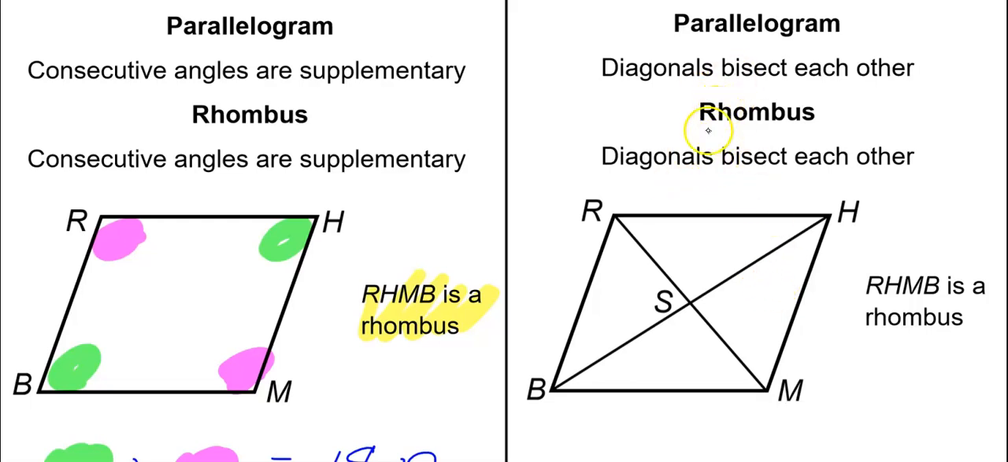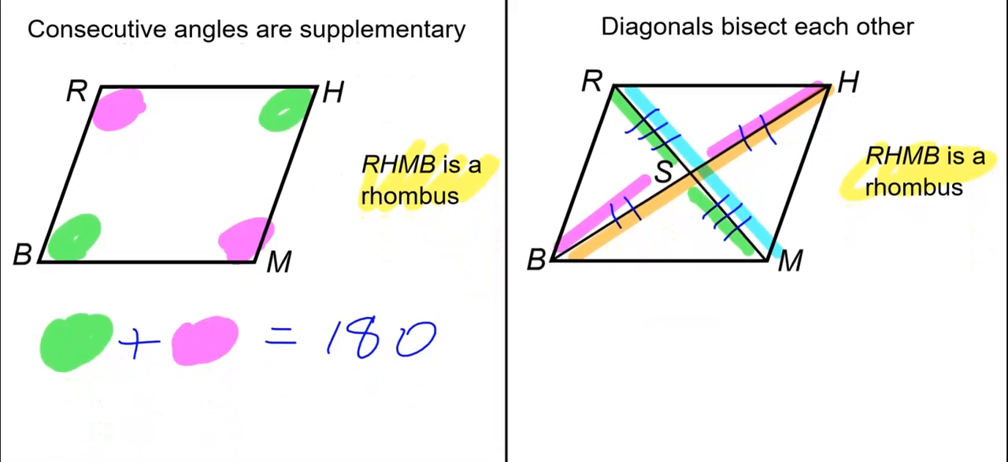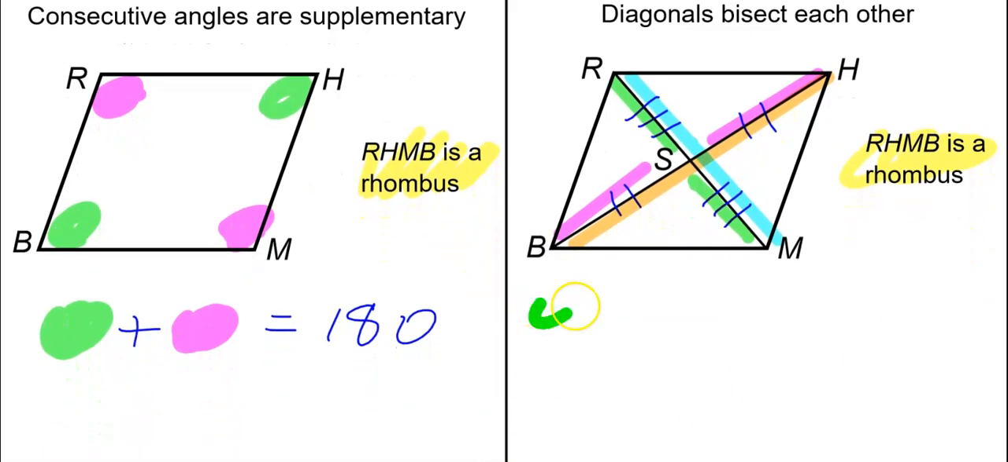So diagonals still bisect each other. The diagonals cut each other in half. Nothing special about that. So we have a rhombus. The diagonals are cut in half because that's what happens for any parallelogram. So the 2 green pieces are going to be the same. Add the green pieces together, get a blue piece. The 2 purple pieces are going to be the same. Add the purple pieces together, get an orange piece. The diagonals bisect each other.